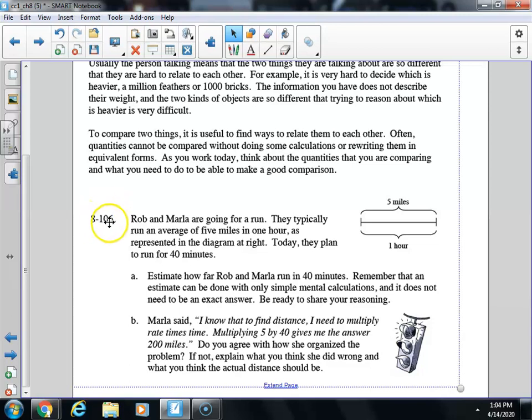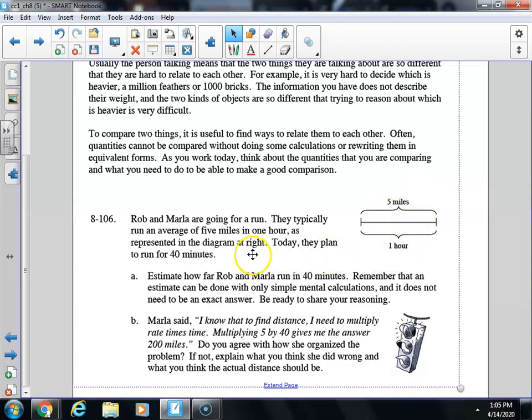So question 106, our first core problem for the day. Rob and Marla are going for a run. They typically run an average of 5 miles in 1 hour, as represented in the diagram here at the right. Today, they plan to run for 40 minutes. So notice in this diagram, we are comparing miles and hours. This is distance and this is time.